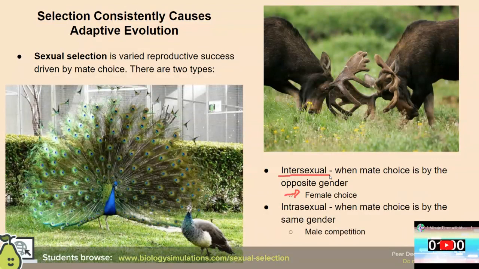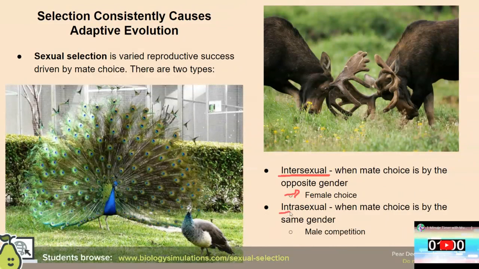It is intersexual, meaning a member of the opposite gender chose the mate based on somewhat arbitrary traits. Now, the peacock is an interesting case because these feathers don't help the male at all in his day-to-day life. They're cumbersome, they're large, they attract attention from predators, they prevent him from flying. Overall, just not a good idea. But to the female, it's very attractive because it shows that he's very healthy and he is able to find resources. So, this is a female mate selection or intersexual selection.